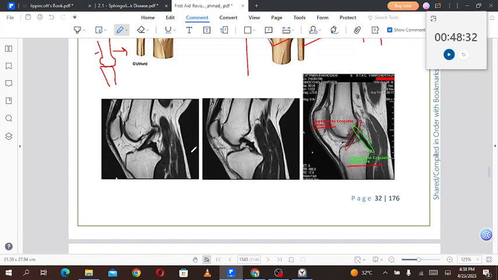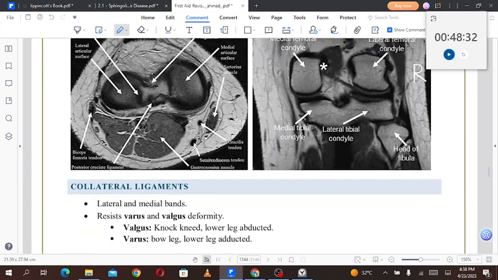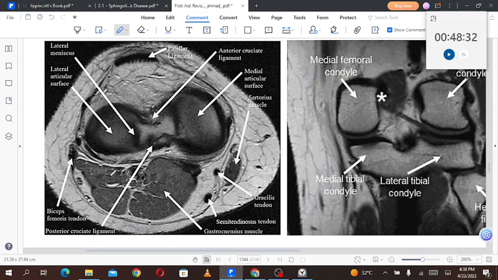So let's move to the next page. These are a lot of different ligaments. Let's see the name of them and then we'll come back to them later on. So here you can see that these are the menisci. Menisci are basically on the joint surface, like on the articular surface of the tibia and the femur. We have these lateral menisci and the medial menisci.